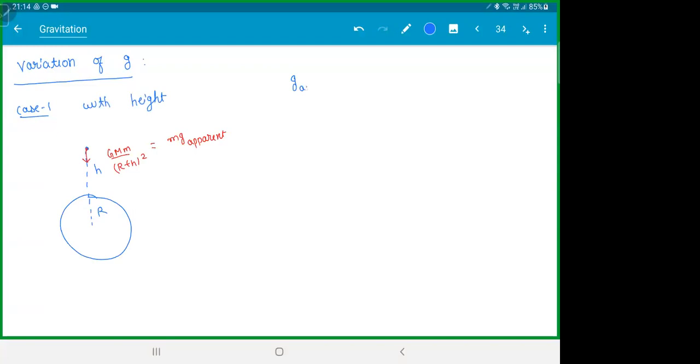So we get g apparent will be GM by R plus h whole square. This is the actual formula. Take R common, so you get GM by R square into 1 plus h by R whole square. So g apparent will be GM by R square, which is nothing but the gravity on the surface, divided by 1 plus h by R whole square.